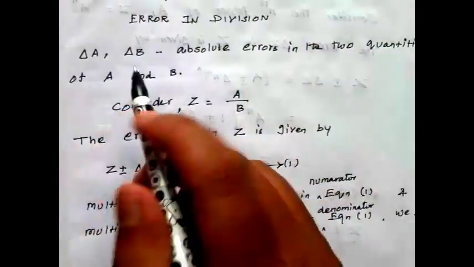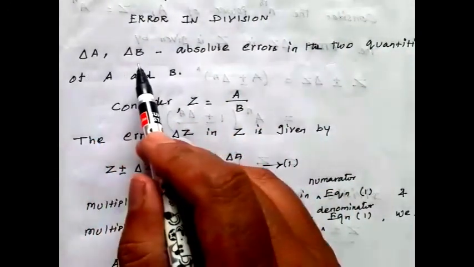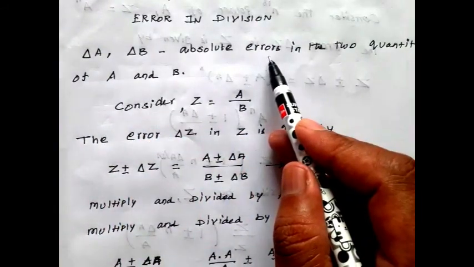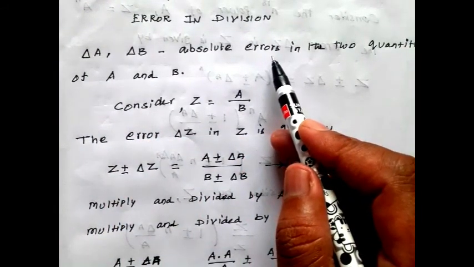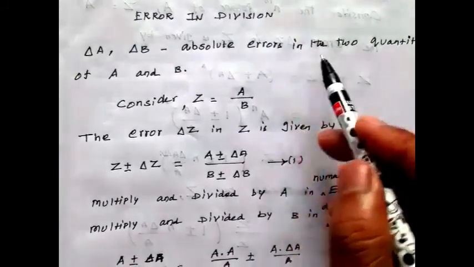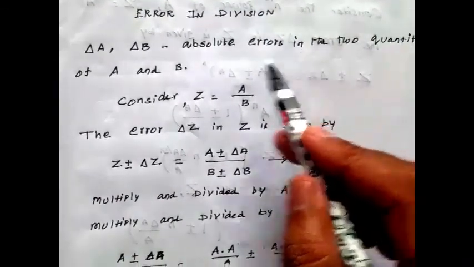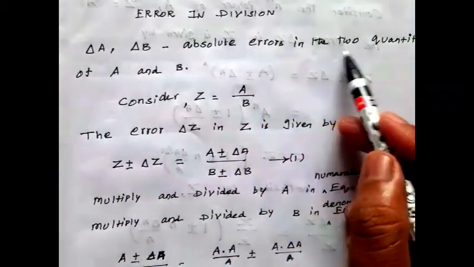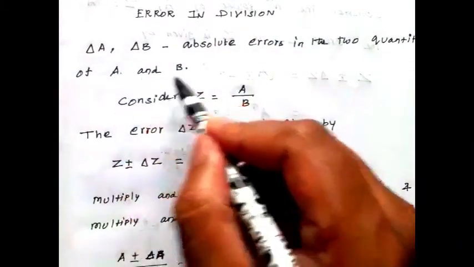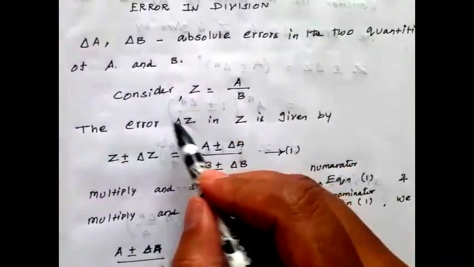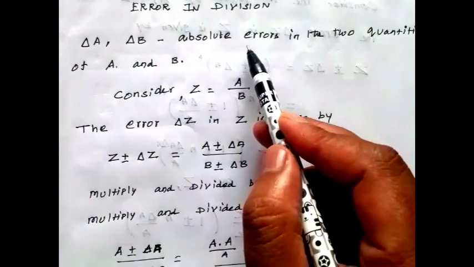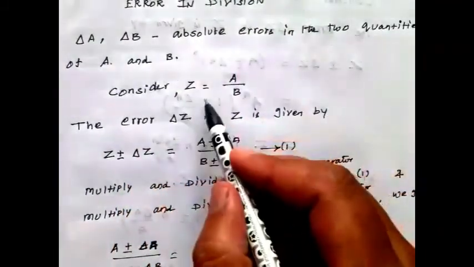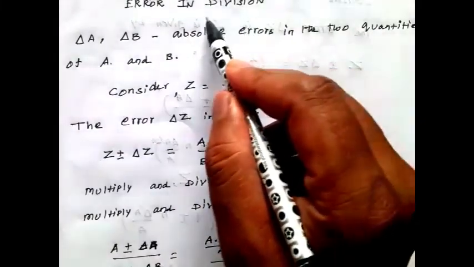Okay, consider del A and del B. Del A and del B are absolute errors. You know what is meant by absolute errors? We already discussed it in our last class, so just recall it. Del A and del B are the absolute errors in the two quantities A and B. Here we need to calculate the error in division.